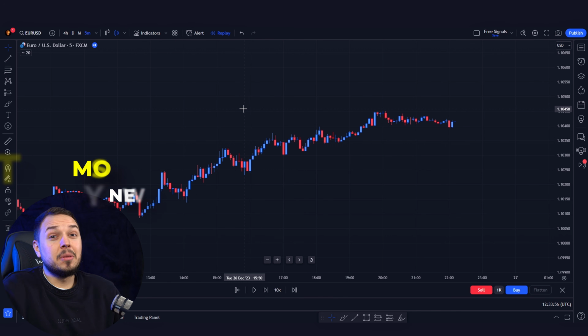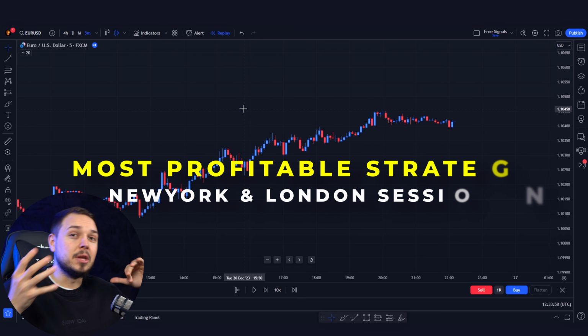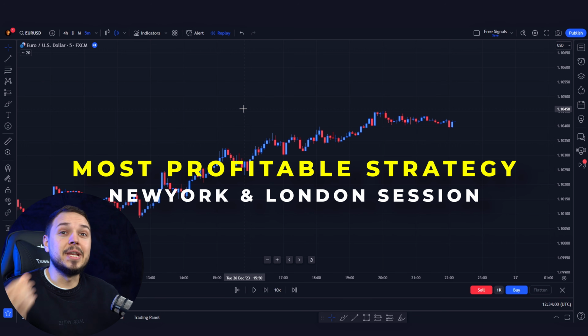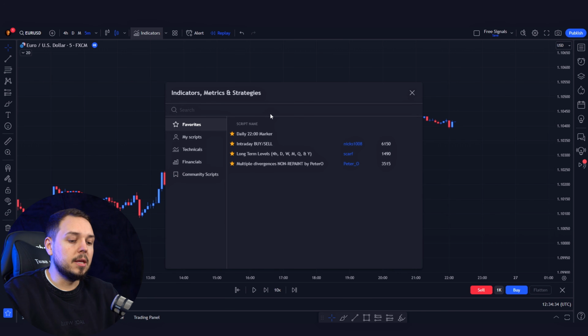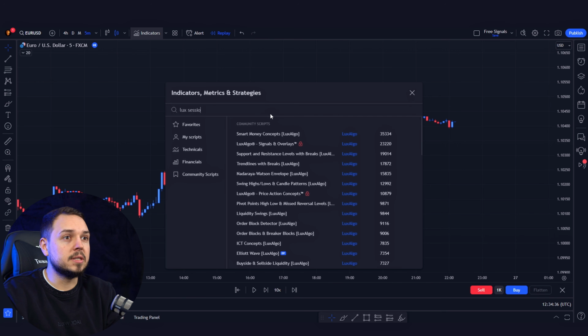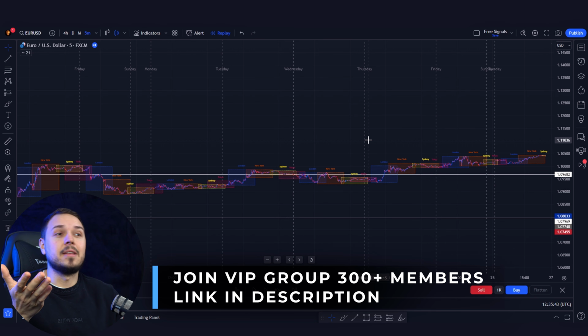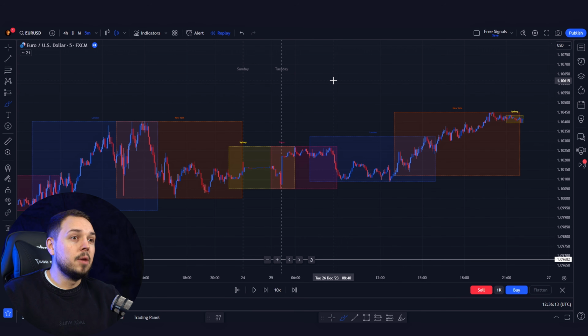Okay, so to use the most profitable trading strategy for the New York and London session, we need a couple of indicators. Head over to the indicators tab, type in "sessions", and this is what the indicator looks like. It will mark all the days where you can trade the Forex market. If we zoom in a little bit, we can also see the trading sessions.